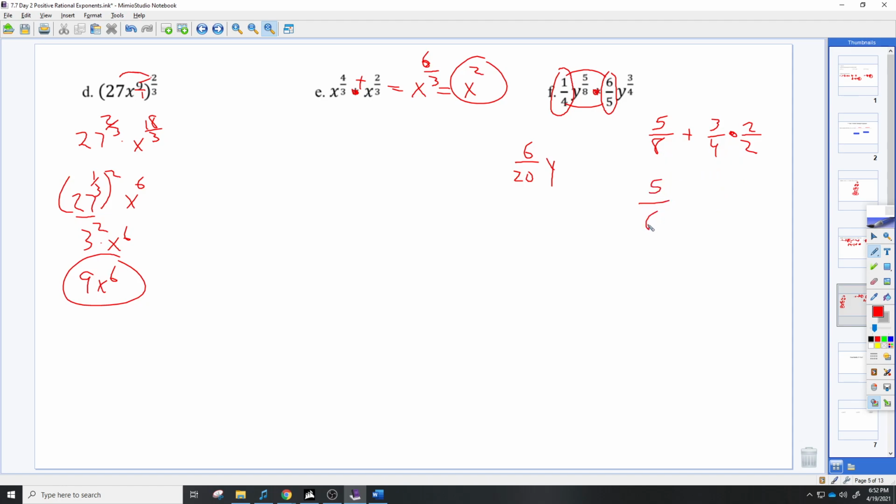All right, so I have the same one. Just kind of put a little line here. 5/8 plus, this would be 6 over 8. Add the numerators, you get 11. The bottom stays the same. So the new fraction exponent is 11/8.